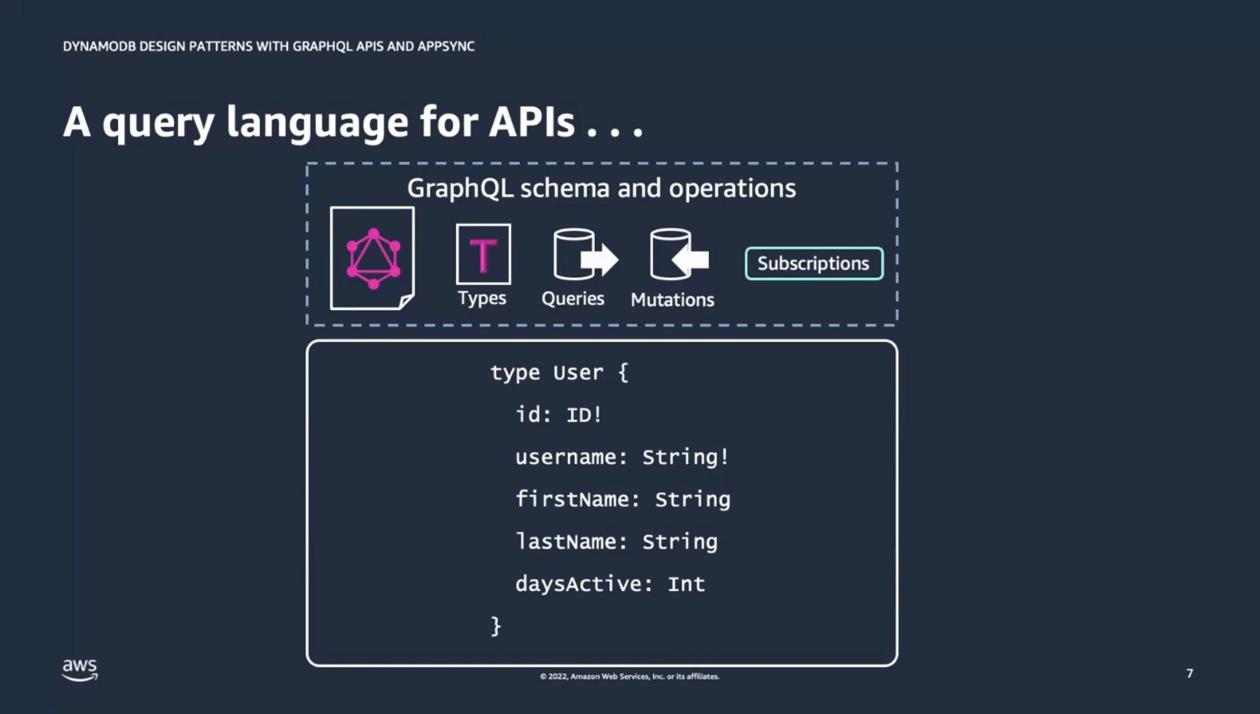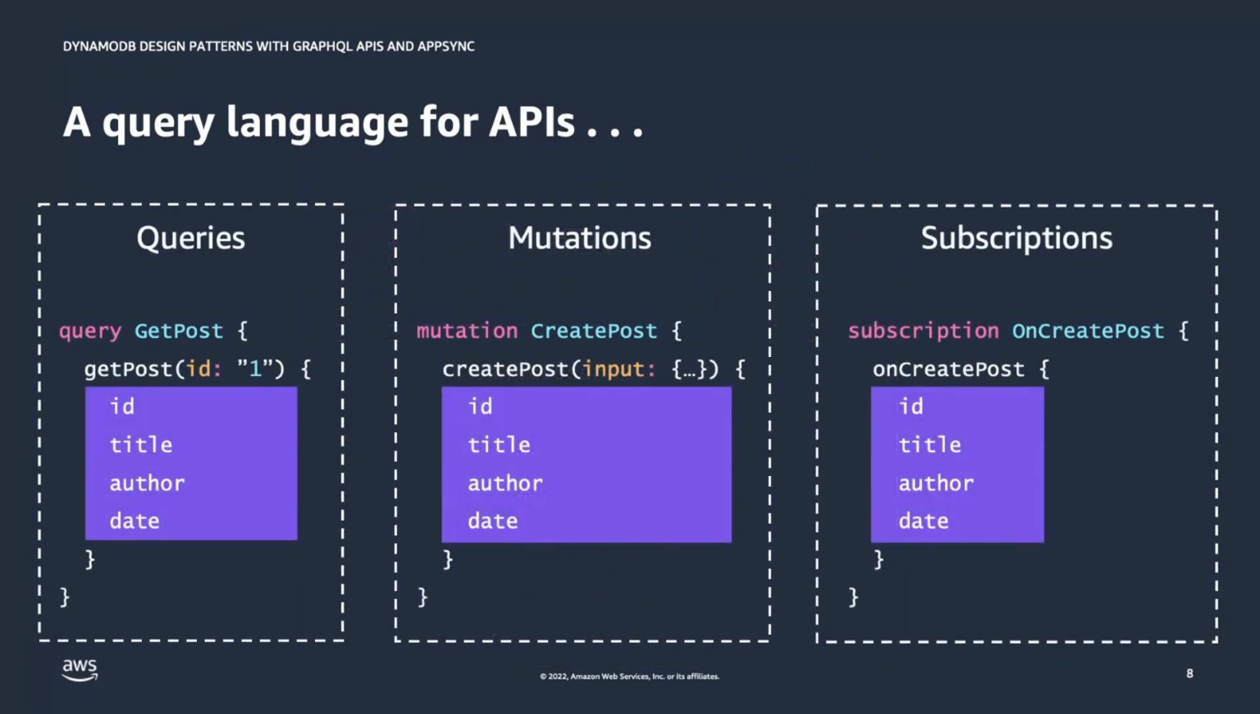So if I were to do a mutation that were to change user information, a client could subscribe to those changes and get notified in real time of those changes happening. So pretty interesting concept that GraphQL introduces. When we look at the operations, queries, mutations, and subscriptions, this is essentially how you would define your operations. So you define a query, and then in your query, you can specify the exact data that you want to get back.